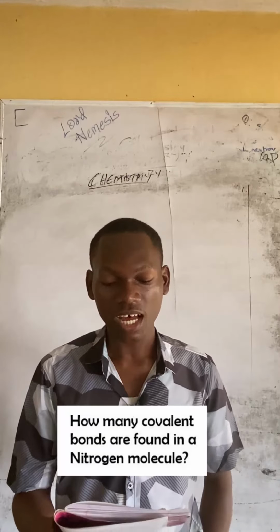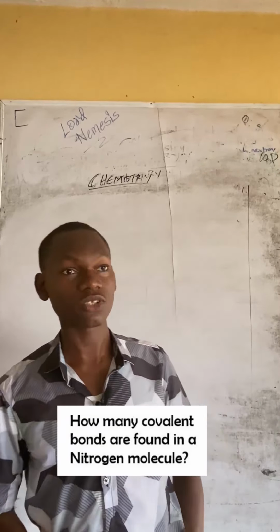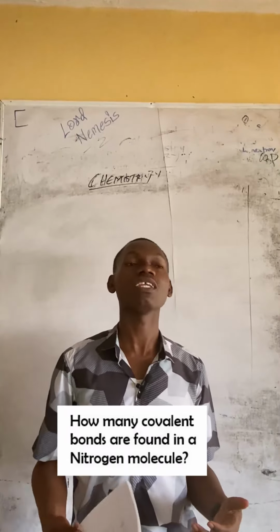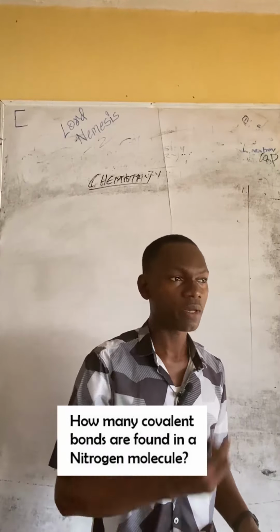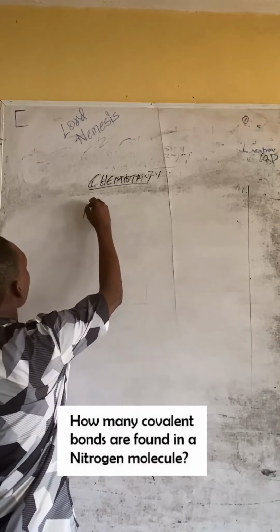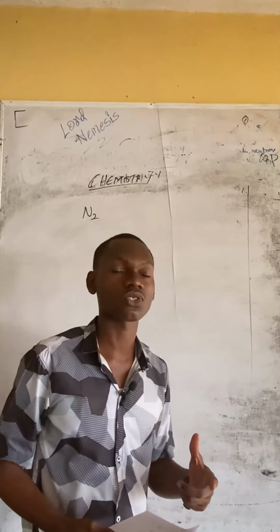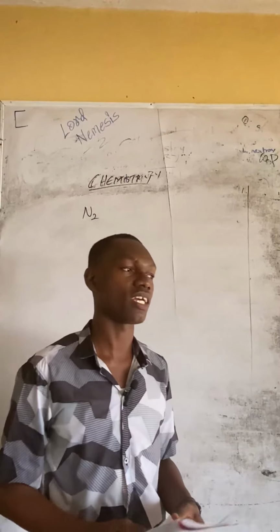The question says, how many covalent bonds are found in nitrogen? The compound nitrogen. How many covalent bonds are found in it? Now, before we start, let's quickly analyze that. The formula for nitrogen gas is N2, meaning we have 2 atoms of nitrogen present there.